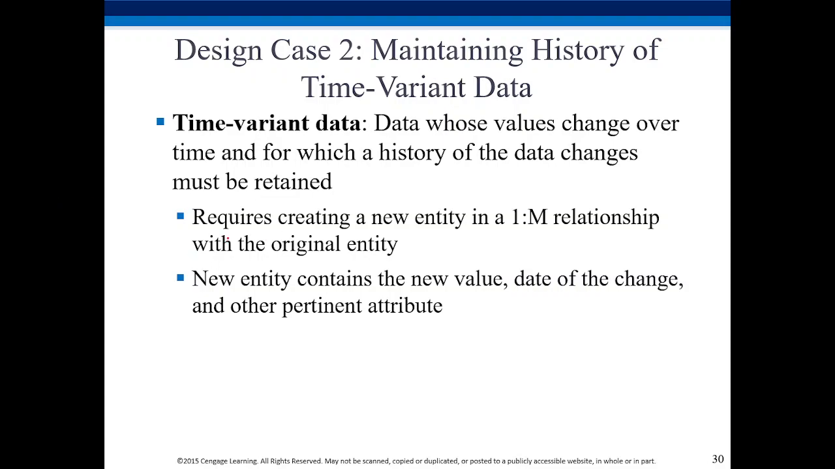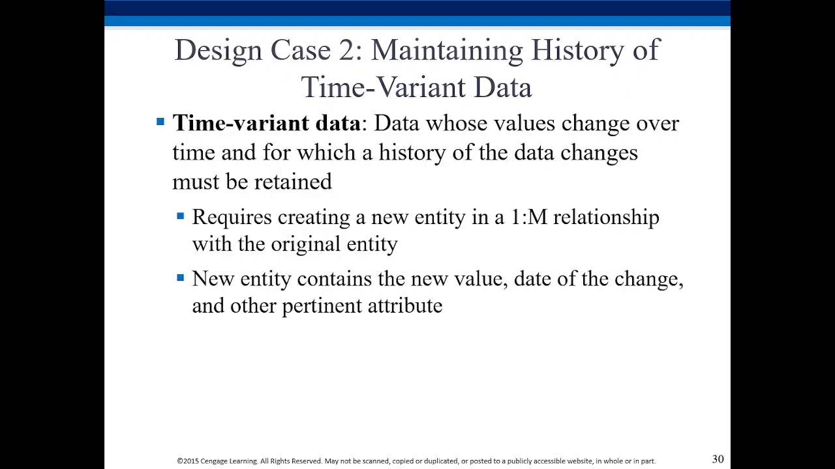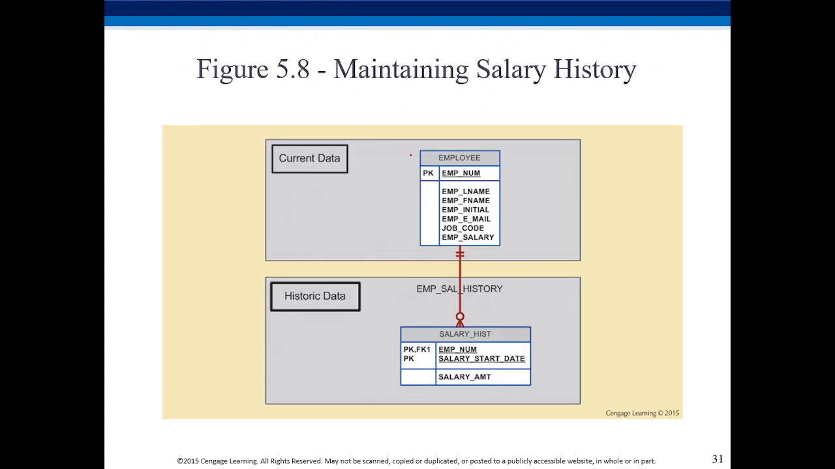In this case, it is required to create a new entity in a one-to-many relationship with the original entity, and the new entity contains the new value, the date of change, and other pertinent attributes. So you can see the one-to-many relationship with the original entity. The original entity is the employee, and the new entity is the salary history, to track when the employee's salary increased, and the specific value.